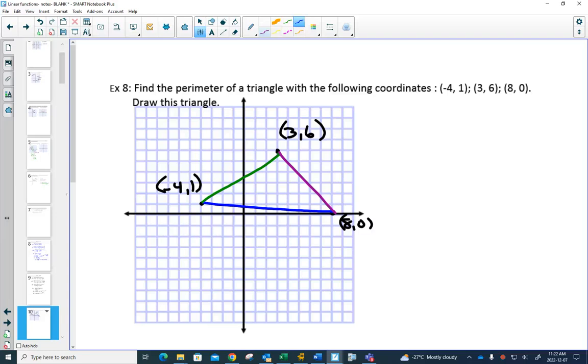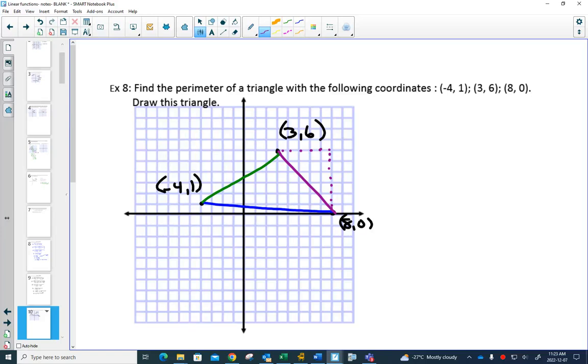Purple. And since you've drawn a picture, you have an option here for the purple. What do you think would be easier for you? You would like to count? Would you like to make a triangle like this and just do a squared plus b squared equals c squared? Then that is perfect. If you want to use the formula, you would have to choose 1, maybe 3 and 6 to be x1, y1, and 8 and 0 to be x2, y2.